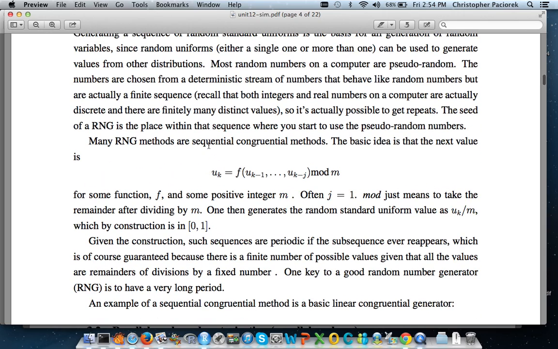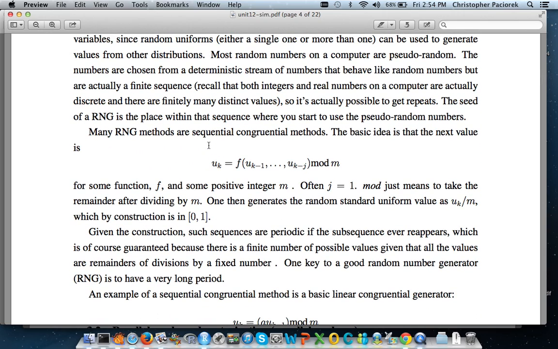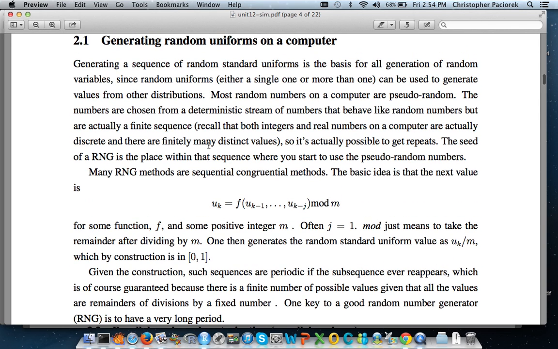So one way to do it is called the sequential congruential method. The idea is, how do I generate the kth value? Well, it says, take the previous values, apply some function to them, and divide by m and take the remainder.